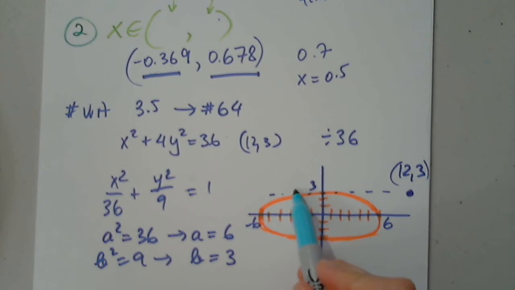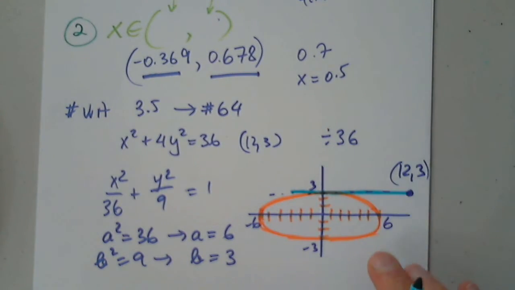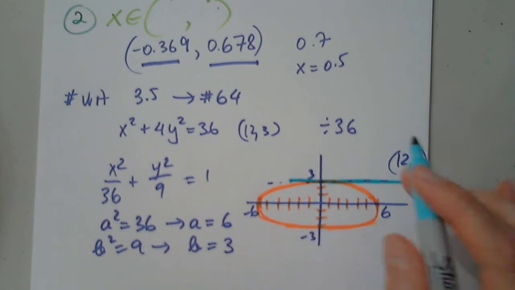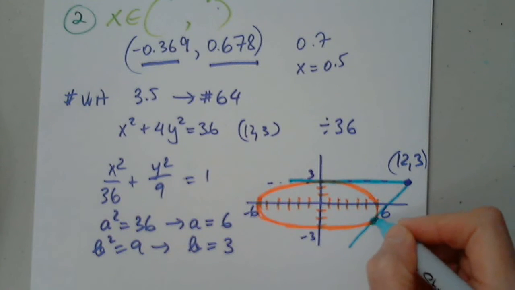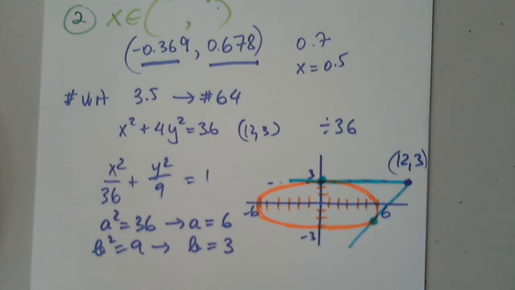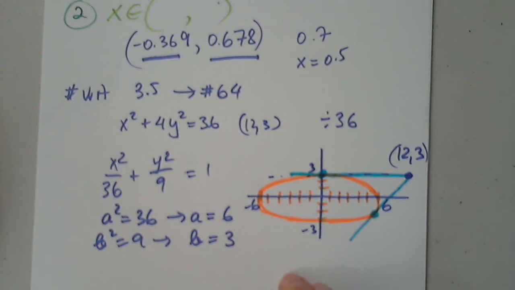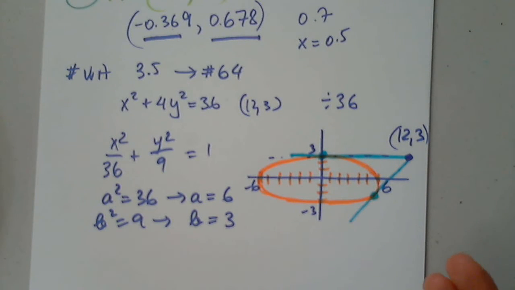One of the tangents is this, which will definitely be y equals 3, but I don't recommend you do that. And the other tangent will be this. So there is a system that we have to solve.